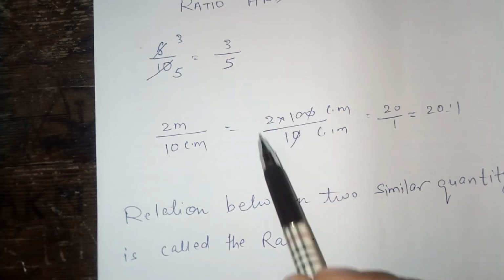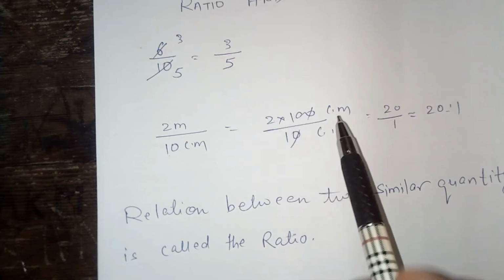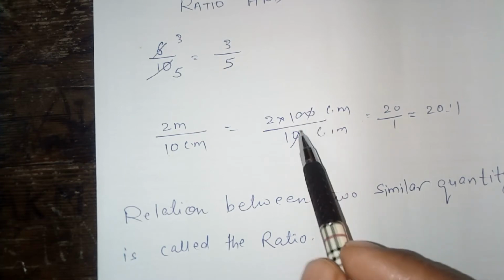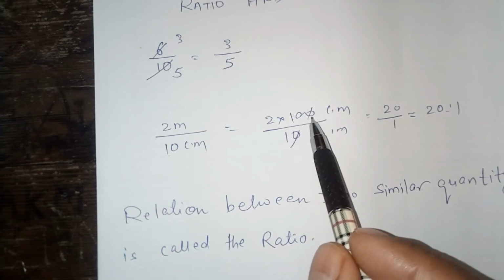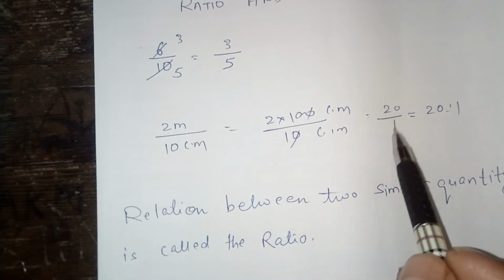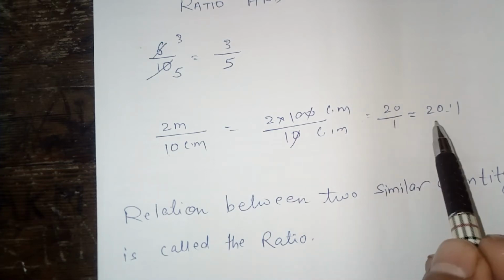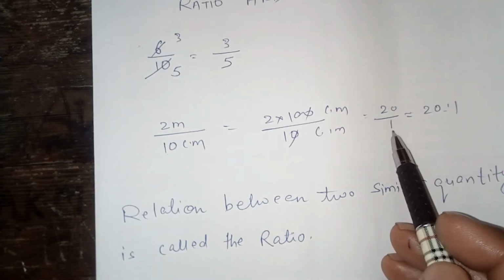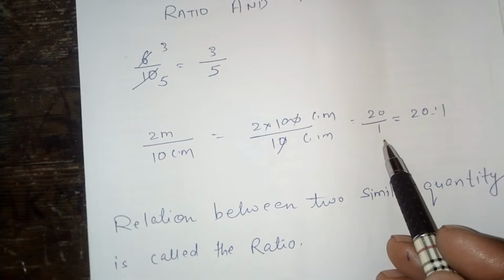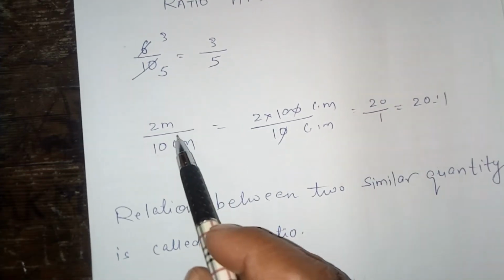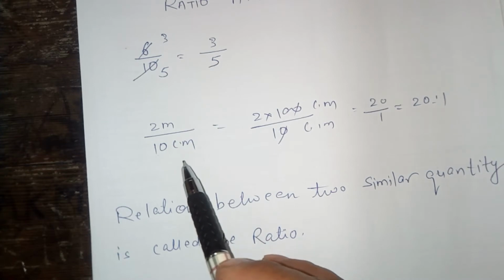So in that condition the units will be cancelled. 0 cancels by 0. Then 2 tens are 20, and this is 1. 20 upon 1 gives you 20 is to 1. The meaning is, 20 upon 1 is the simplest form of 2 meter upon 10 centimeter.